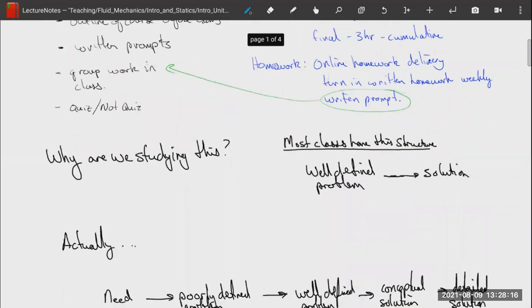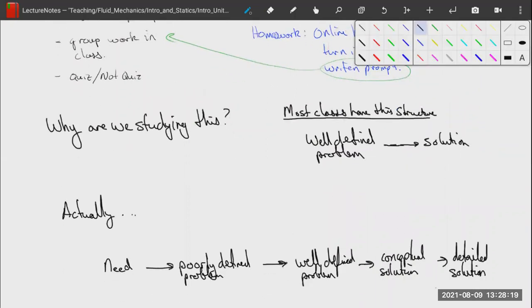Cool. So let's talk a little bit about why we are studying this material. Unfortunately, most of the classes you've taken follow a very, very well-worn structure. We give you a well-defined problem, right? I usually am the one who does this. So the professor or teacher is the one who does this. It's how it's been since kindergarten for you guys and me, I assume. I don't think education's changed that much in the last 20 years.